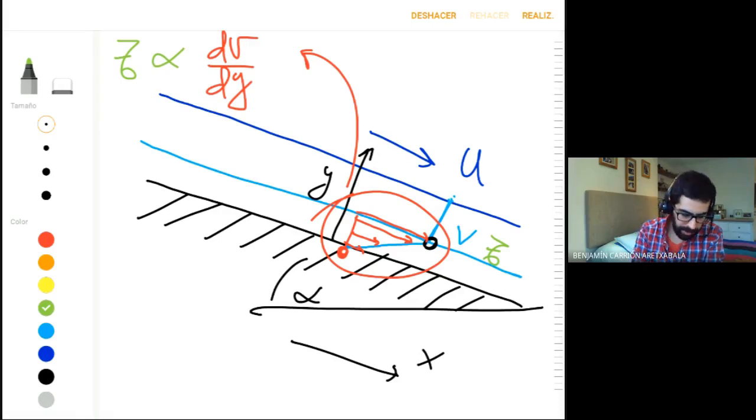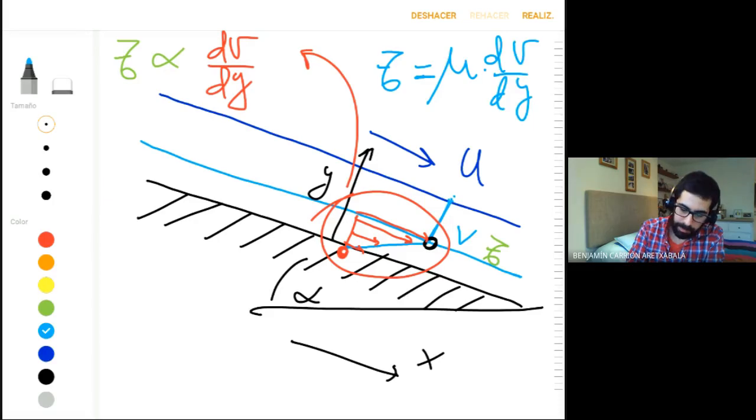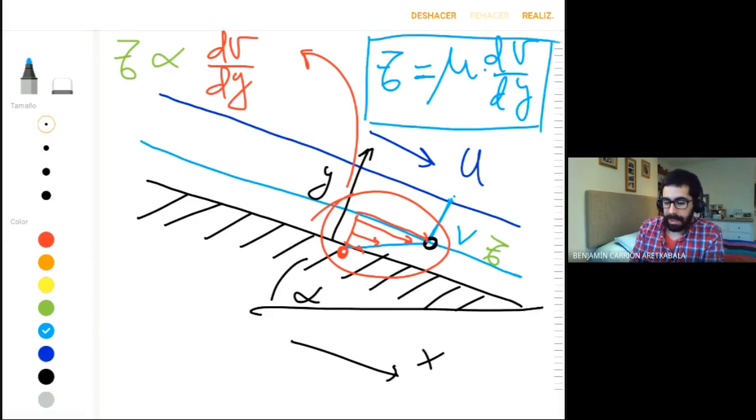So let me just write it down formally. So tau is normally assumed to be mu, which is a proportionality constant, times dv over dy. This is a really key concept. And this proportionality, this mu, only holds true for Newtonian fluids. These are fluids that behave like, it's not an ideal name, but it's Newtonian.